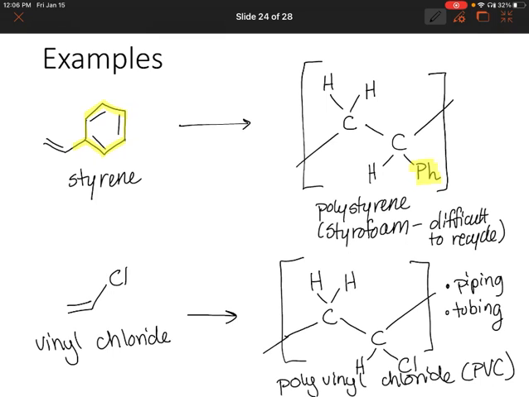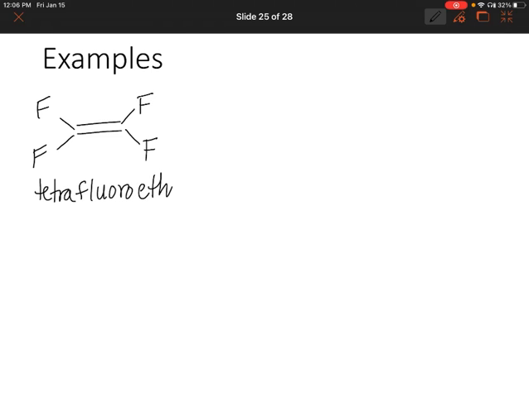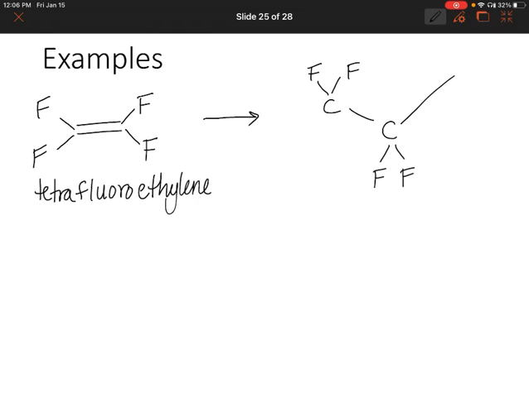The last one that you might have heard of is called PTFE or Teflon. So if you use non-stick cookware, you'll now know how to make it. So we start with a double bond, and each carbon has 2 fluorines attached. So this is called tetrafluoroethylene. And when we polymerize it, those 2 carbons are each bonded to 2 fluorines again. And we're just repeating that unit over and over.